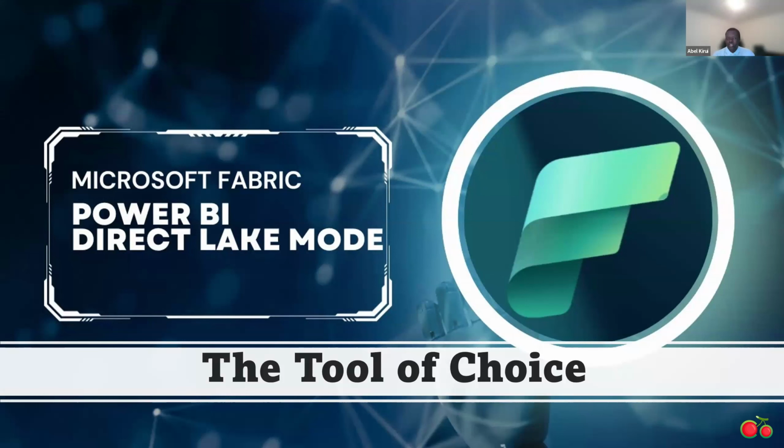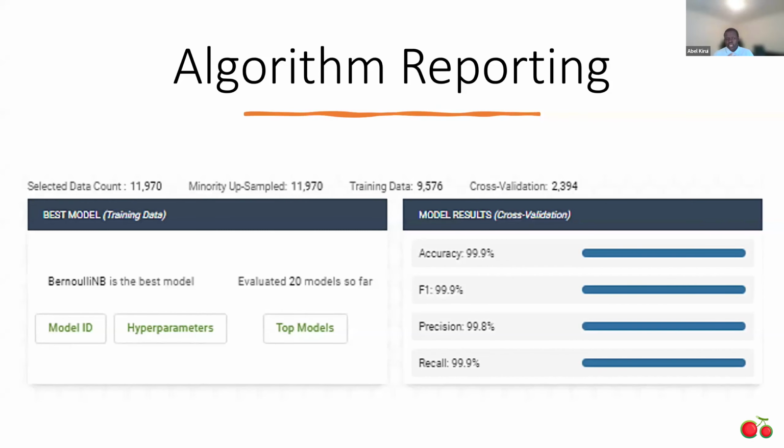We started working on his project. In our analysis with the dataset of 11,000 entries, the Bernoulli NB model stood out to be the best out of 20 different models we evaluated. With these impressive metrics, including 99% accuracy, F1 score, and recall, alongside 99.8% precision, it showcased exceptional capabilities in classification, highlighting its suitability for this specific problem.